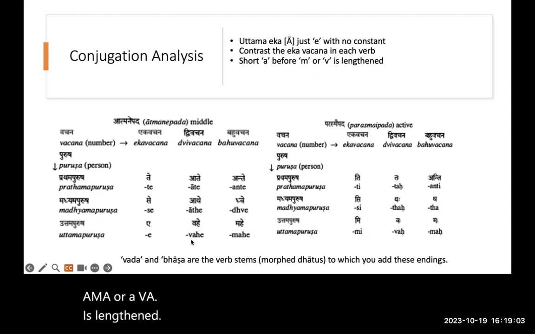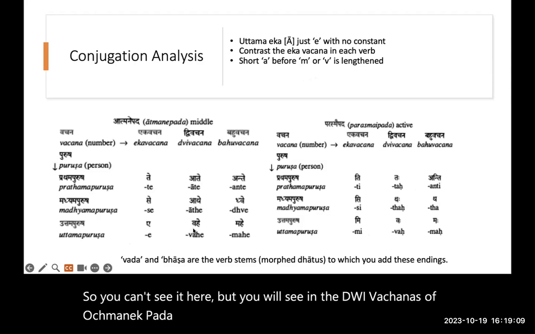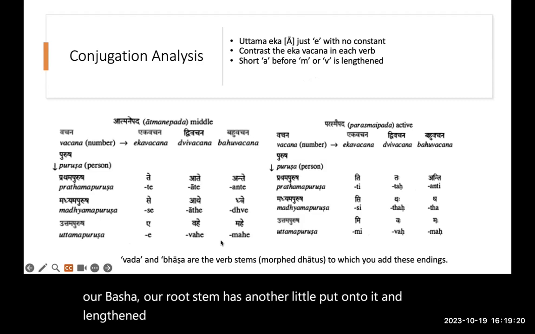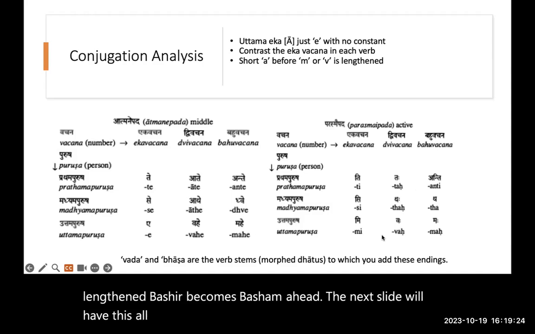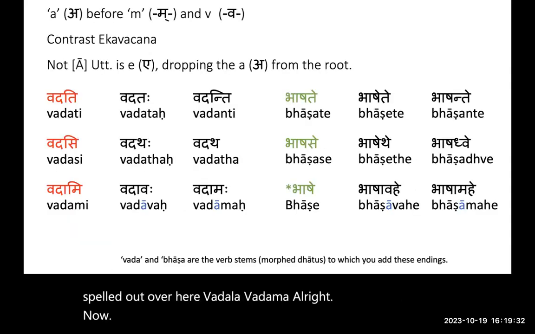So you can't see it here, but you will see in the dvivachana of Atmanepada, you will see bhaṣāvahe and bhaṣāmahe. So our bhaṣa, our root stem, has another a put onto it and lengthened. Bhaṣa here becomes bhaṣāmahe. The next slide will have this all spelled out. Over here, vadāvaḥ, vadāmaḥ. All right. Now, let's look at it again, but in color.